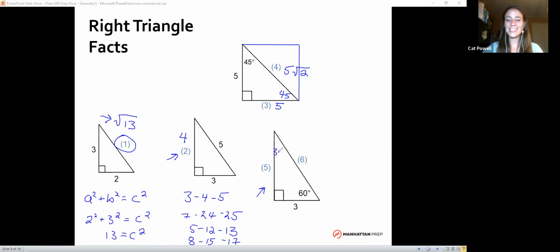This is my 30, 60, 90 triangle. Tejas, I'm sorry if I'm mispronouncing your name. You mentioned 30, 60, 90 triangles earlier. What can you tell us about the missing sides here? Or anyone else who wants to jump in? We're very excited about 30, 60, 90. What will this be, the other leg?